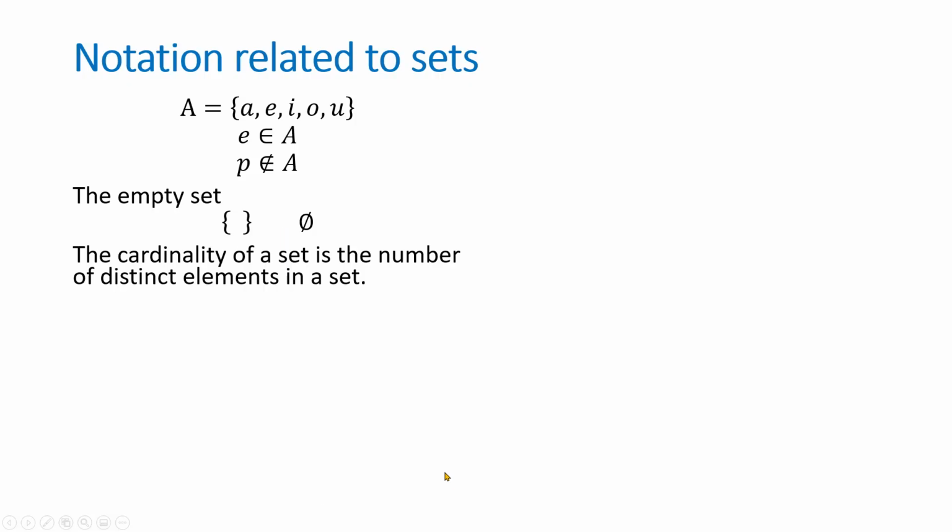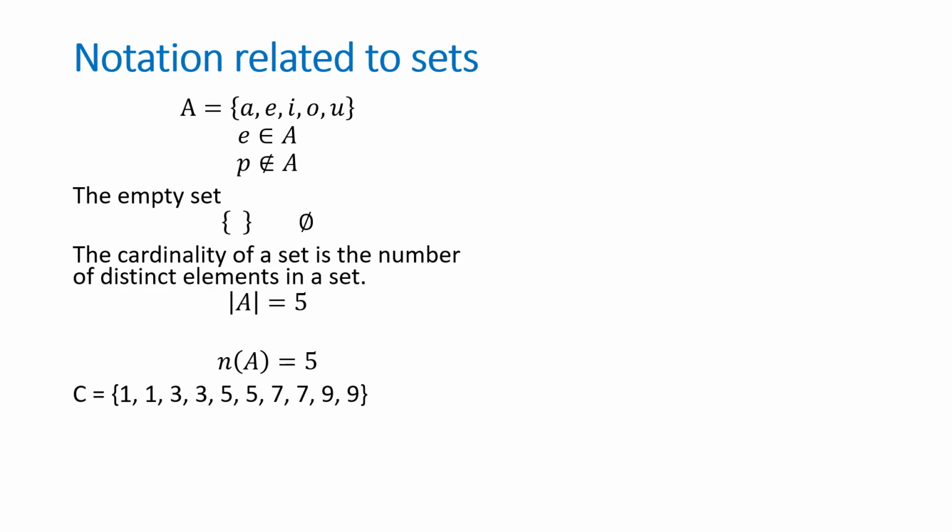The cardinality of a set is the number of distinct elements in a set. And here is one way of notating cardinality. The cardinality of set A is 5. There are 5 elements in set A. And this notation can be used also. N of A is 5, the number of elements in set A. And set C, the cardinality of set C is 5. There are 5 distinct elements in set C.